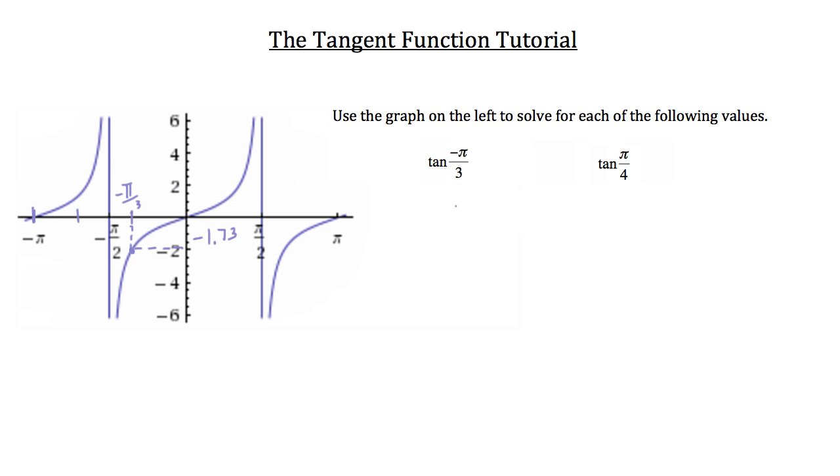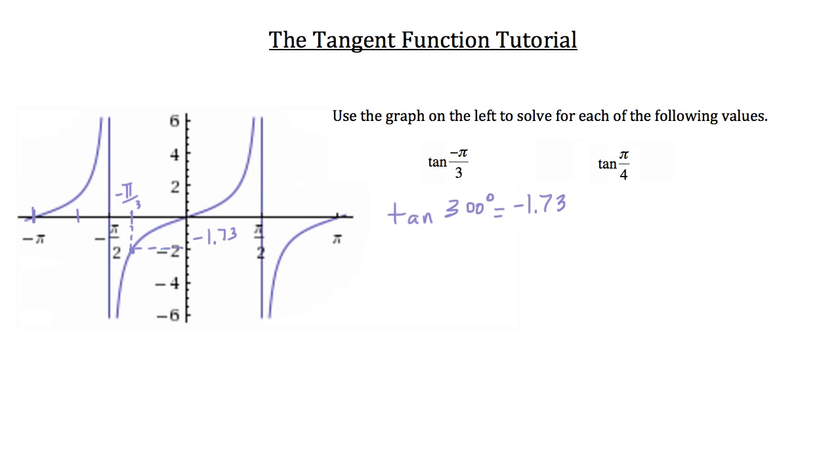If you were to go back and look at your unit circle, pi over 3 correlates to a 60-degree standard position angle. Because it's negative, you'd go clockwise around the unit circle. So from 360 back down to 300 degrees. And if you entered the tangent of 300 degrees into your calculator, you'd get an approximate value of negative 1.73.